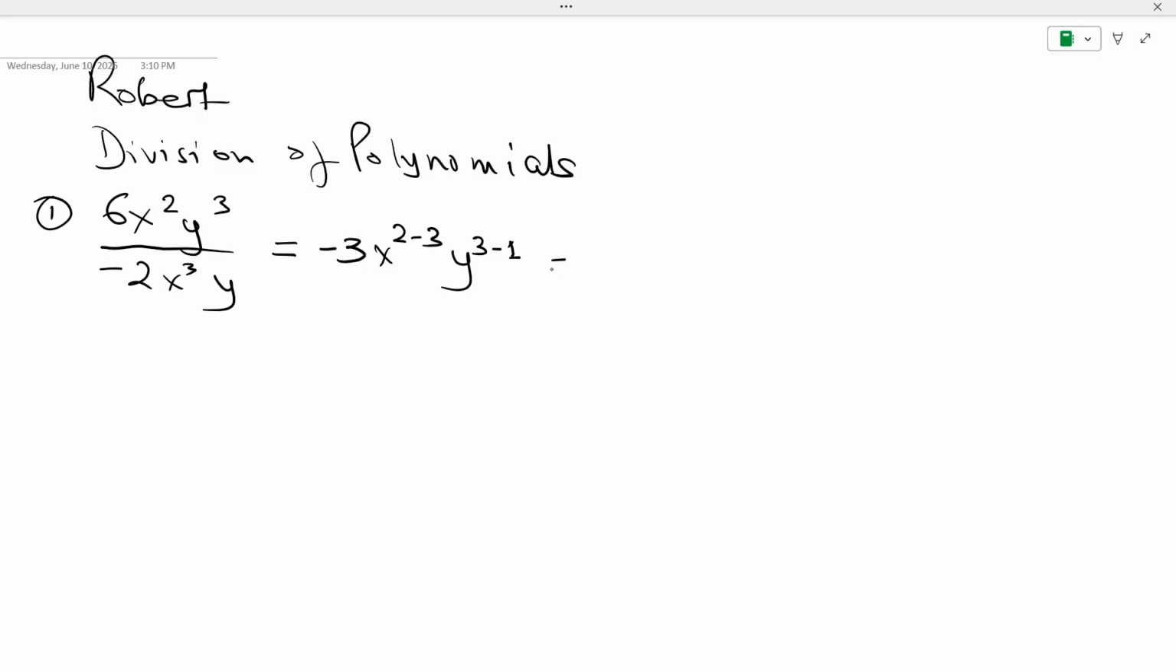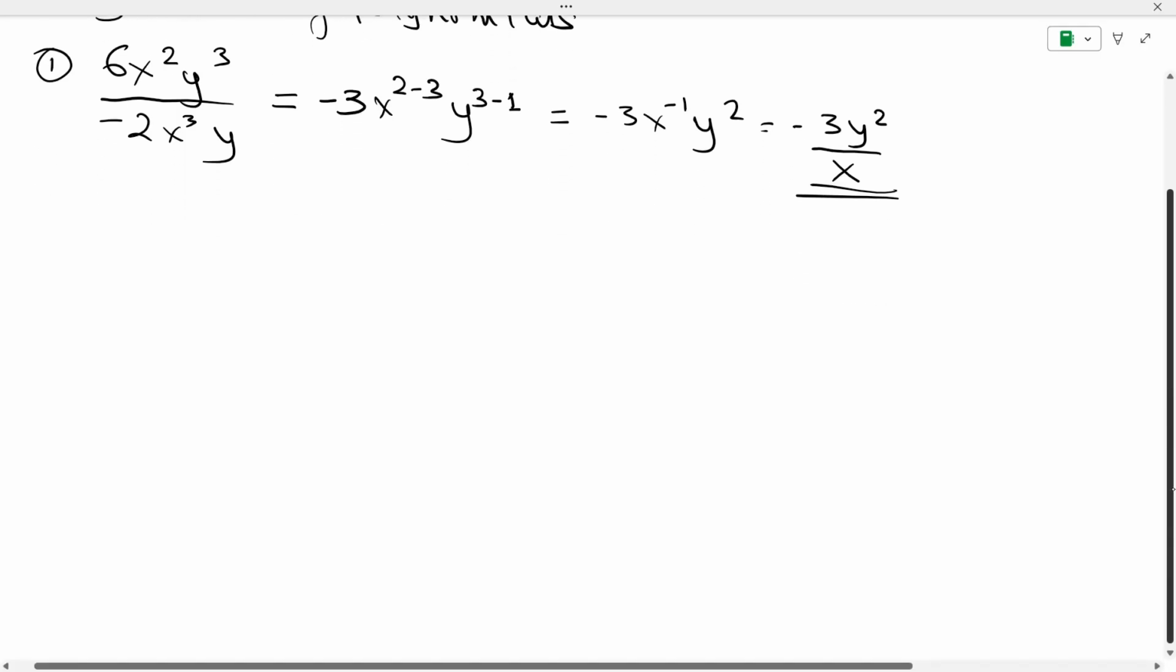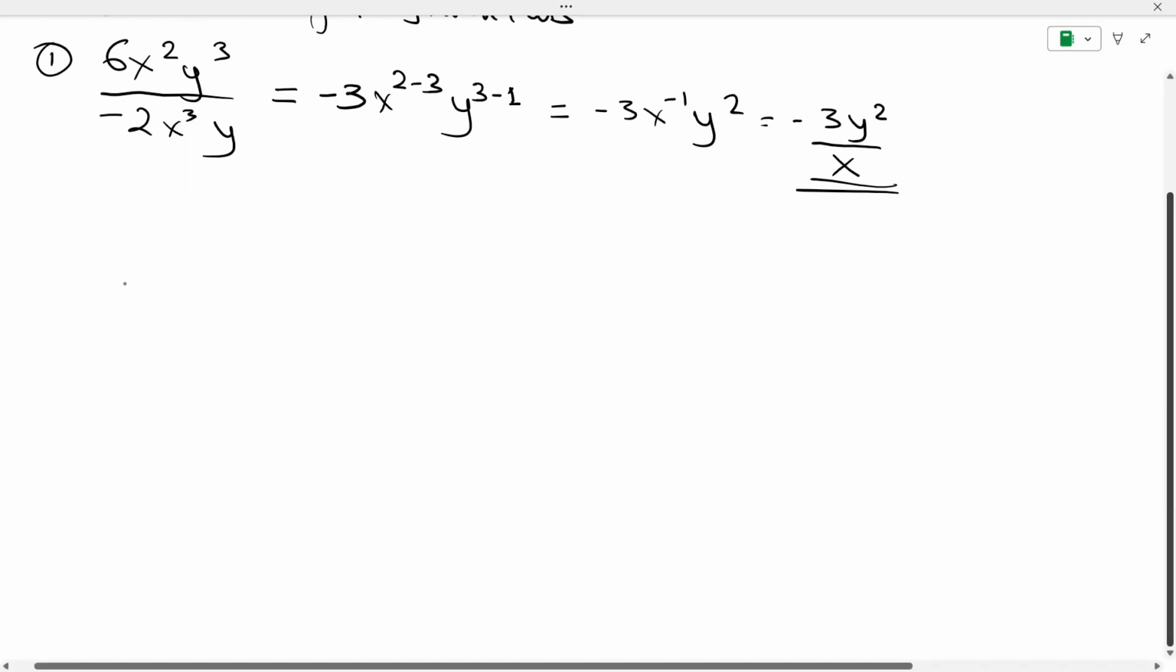So actually, in the end, this becomes -3x to the power -1, y to the power 2. And then finally, this becomes -3 y squared over x. So that one would be our final answer. Okay, right. Now let's look at the second example.